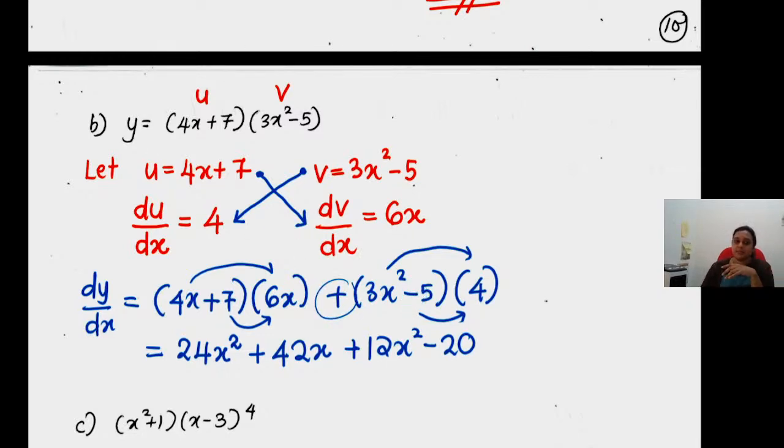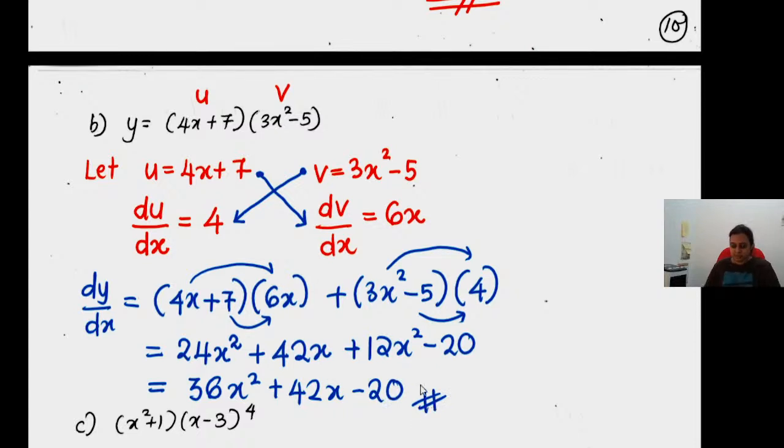Okay, now let's solve. So 24 plus 12, 36x squared, plus 42x minus 20. So this will be the final answer for B. Okay, so far I think it's so far so good because it's like expanding and all.